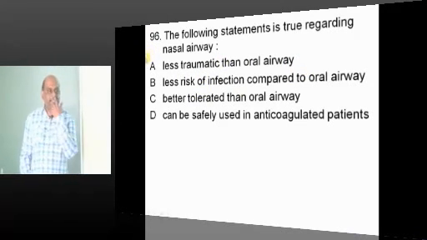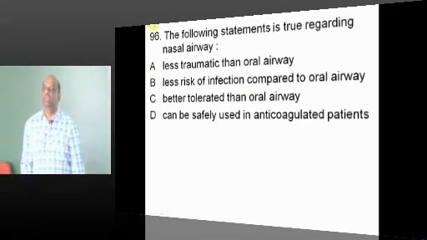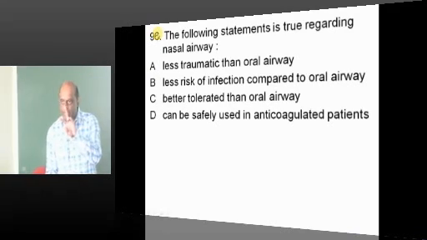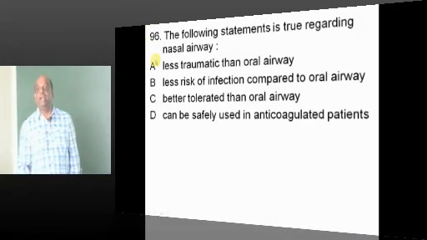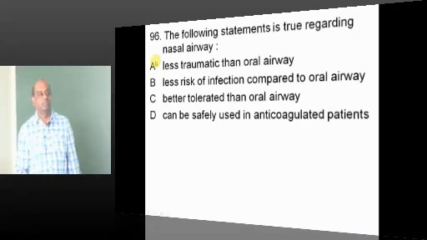What is true about nasal airway? Oropharyngeal airway, nasal airway, two airways you know, no? Yes, say quickly. One is the nasal tube and the other is the oropharyngeal tube. What is your answer?